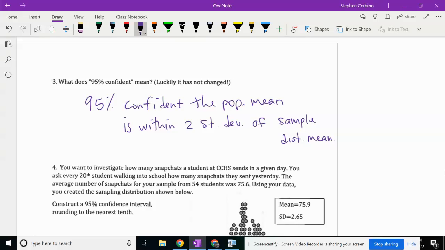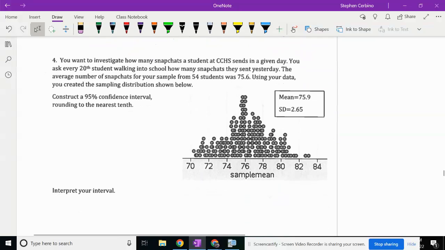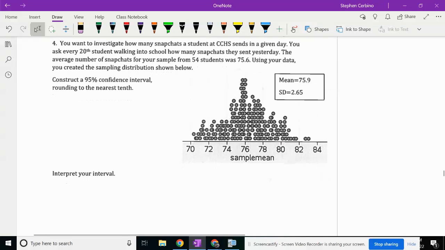So just to further explain that, when we construct these 95% confidence intervals, whether it's for means or proportions, we're creating a range of numbers that we're confident the true population parameter lies between. Okay, now we're not 100% confident, we're 95% confident. All right, so here's what I want you to do. I want you to pause the video and try number 4.